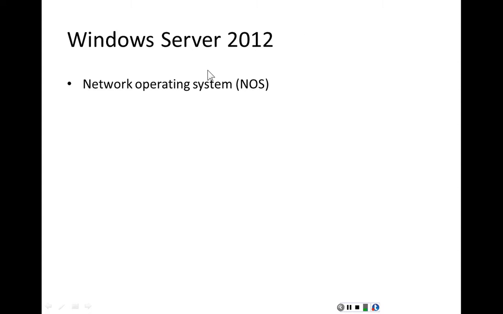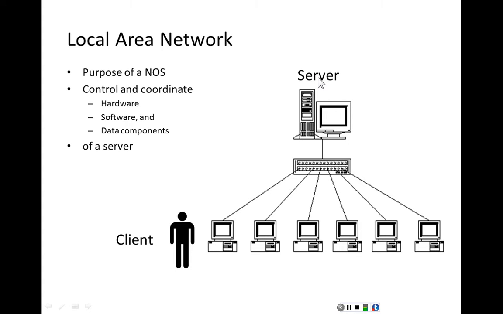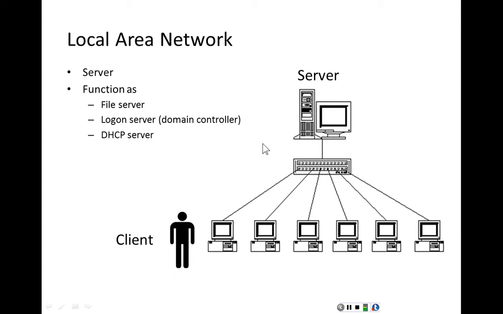Windows Server 2012 is a network operating system, which is also called a NOS. And as you know, in a local area network, clients have client operating systems, such as Windows 7, and servers have network operating systems. So the purpose of a network operating system is to control and coordinate the hardware, software, and data components of a server. And that server can function as a file server or a login server, which Microsoft calls a domain controller, or a DHCP server, which issues IP addresses to workstations.